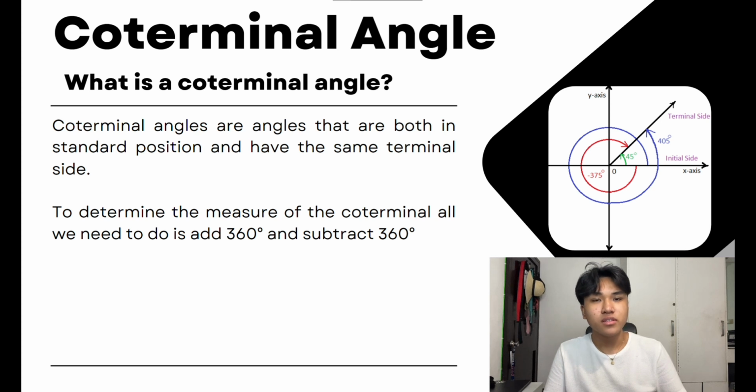Moving on, next we have coterminal angles. What is a coterminal angle? Coterminal angles are angles that are both in standard position and have the same terminal side. To determine the measure of the coterminal, all we need to do is add 360 and also subtract 360 degrees.